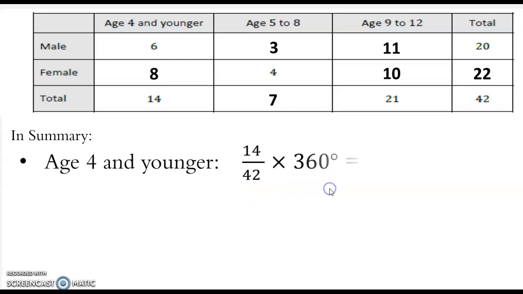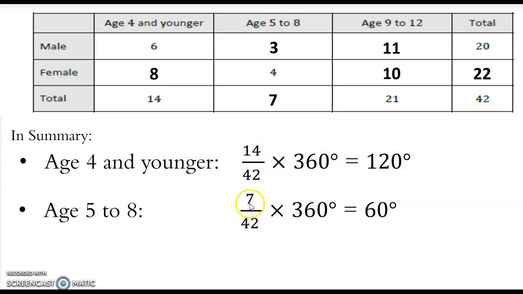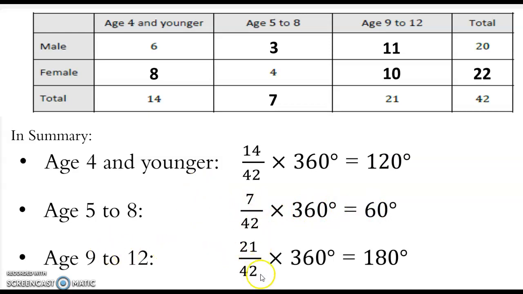Looking at it overall, for age 4 and younger, 14 out of 42 of 360 is 120. Age 5 to 8 is 7 out of 42 of 360, which is 60. And age 9 to 12 is 21 out of 42 of 360, which is 180. Finito.